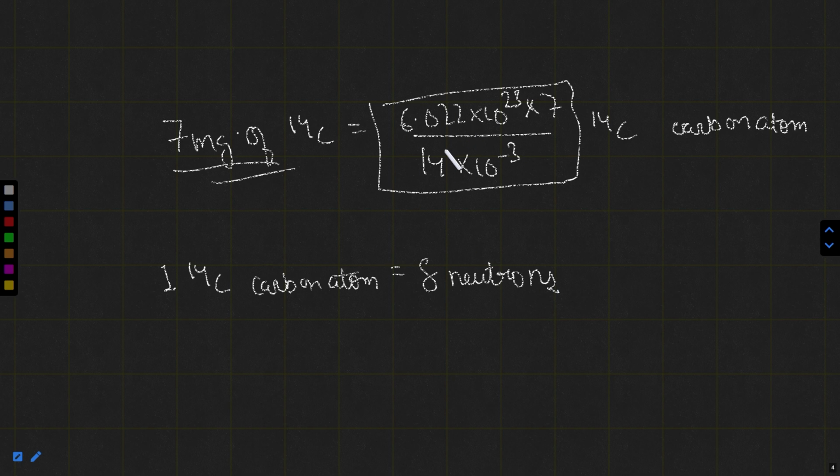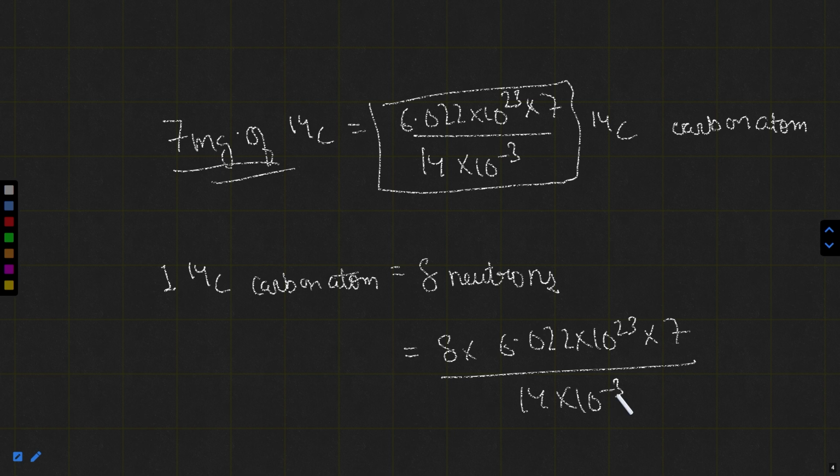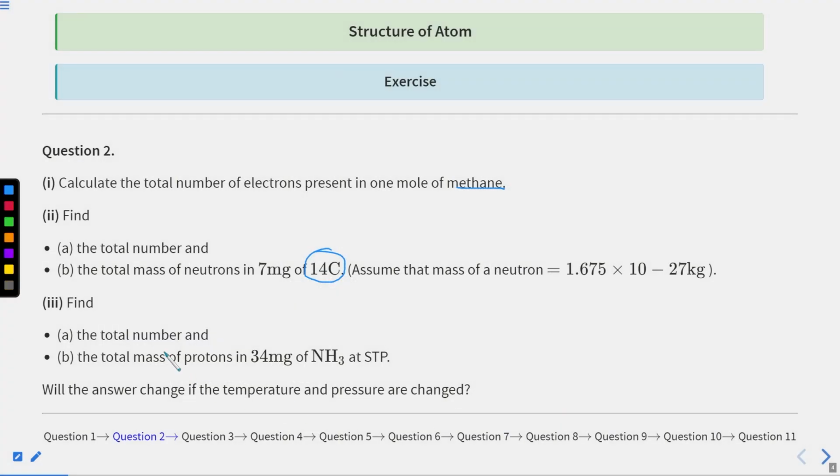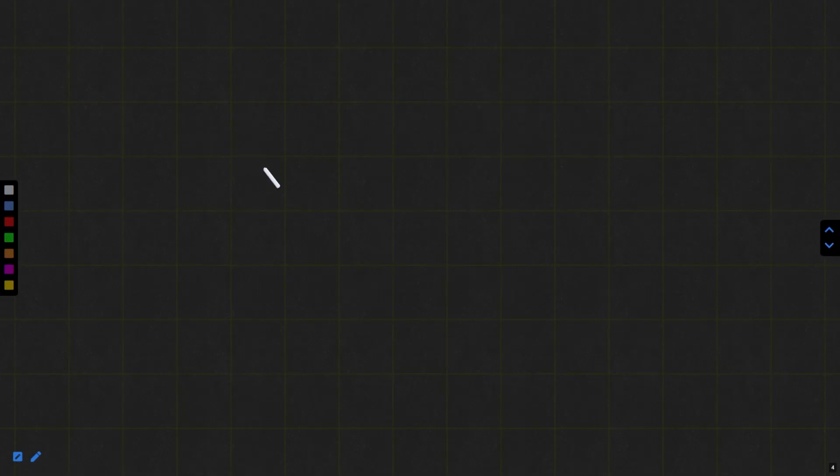So this amount will contain 8 × 6.022 × 10^23 multiplied by 7 divided by 14 × 10^-3. So that would be, so this much 7 milligram of 14C will contain this much number of neutrons. Got it? Now you have to calculate the mass of each neutron. The mass of each neutron is given as this much. So what will be the mass of this much neutron?